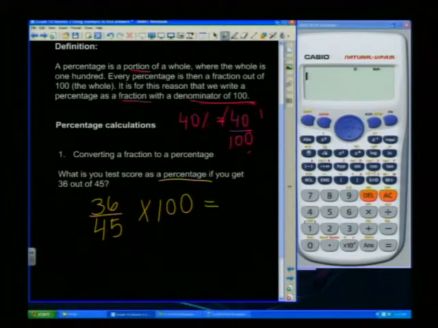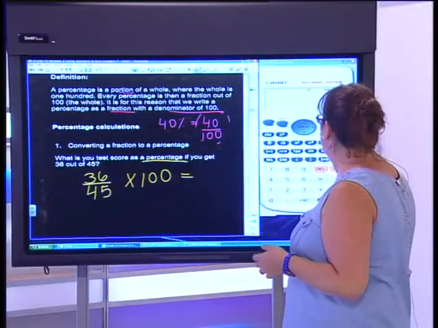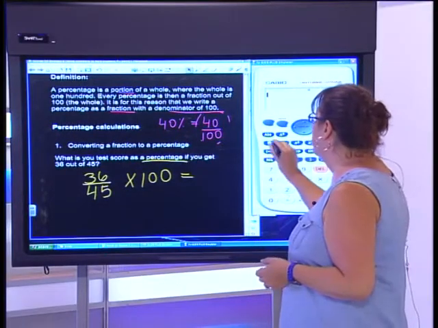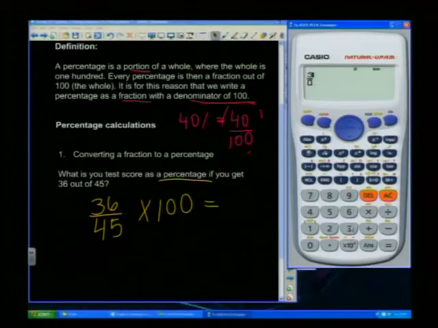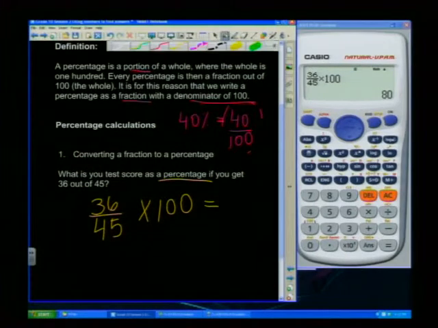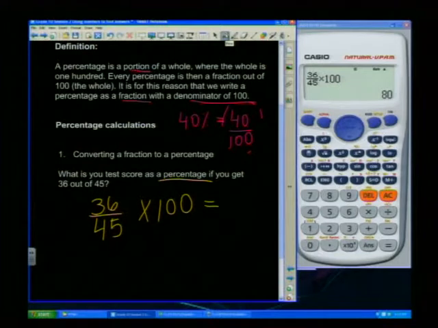Now I'm going to show you how to do this in two ways. One, if you've got a scientific calculator, we're going to use the fraction button. So my fraction button, I'm going to type in my 36, I'm going to go down and type in my 45, and then I'm going to go across, and times by 100 and get an answer. And I see that I get 80%. Now don't forget to include that percentage sign.